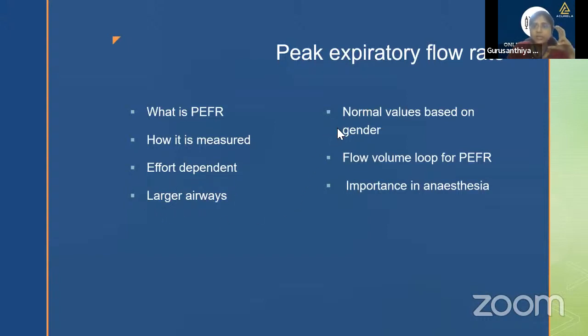Always write gender-based values for all the lung volumes and capacities which are asked, and you always draw a flow volume loop curve or a volume time curve for denoting whatever it has asked. And the importance in anesthesia is that if it is going to be less than 200 liters per minute, then they are going to have an inadequate cough and also land up in post-operative pulmonary complications.